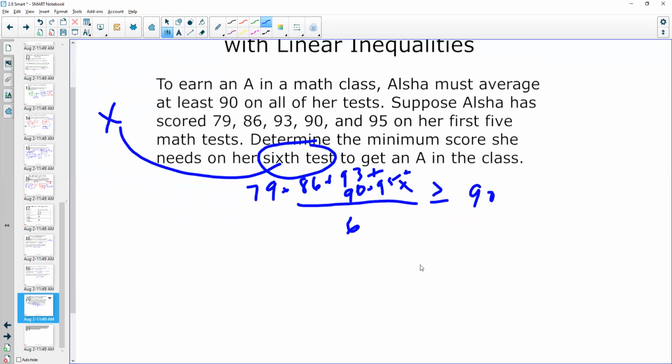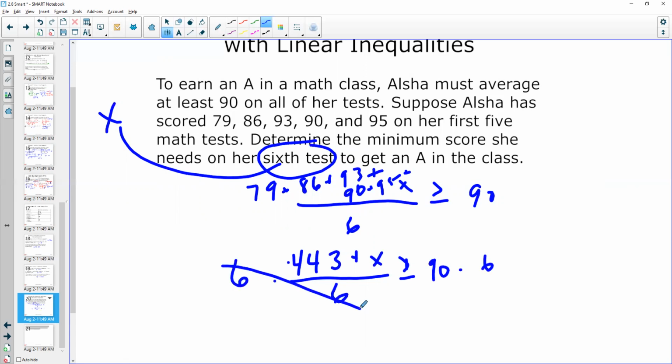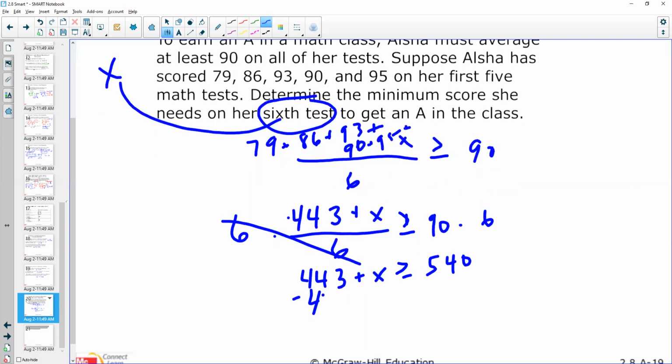Well, let's simplify this a little bit. Those numbers all added together get 443. So 443 plus X divided by 6 is greater than or equal to 90. I'm just going to multiply both sides by 6 to get rid of that denominator. So I get 443 plus X is greater than or equal to 540. I'm going to subtract that 443 from both sides. And I'm going to get X is greater than or equal to 97.